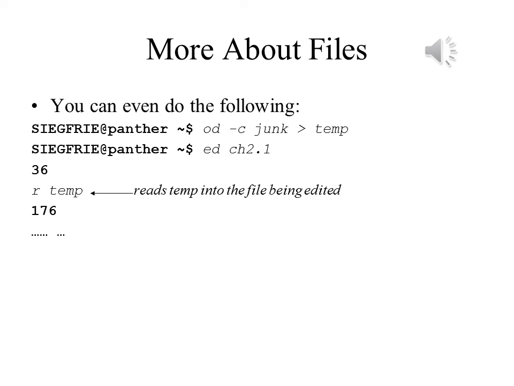Now if I type ed ch2.1, it will allow me to edit the file, and what I'll do here is read the contents of that temporary file into the file that I'm creating. This is one of a lot of little tricks that you can do on a Unix or a Linux system.